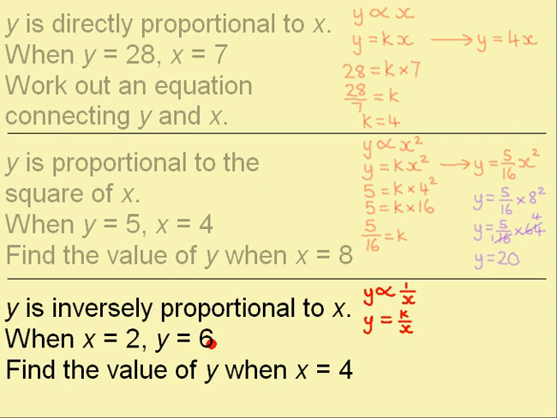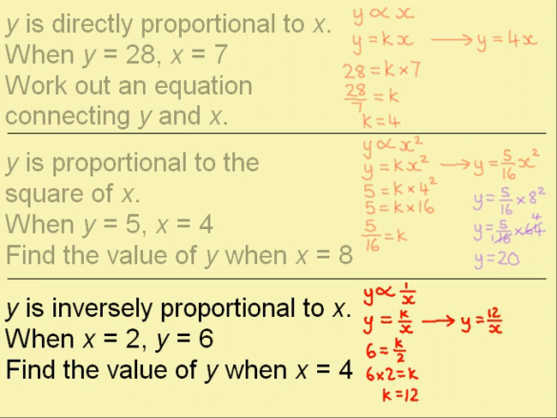Now we're going to start substituting. So I'm told that x is 2 and I'm told that y is 6. So I've got 6 equals k over 2. I can now multiply both sides by 2 to find k. So 6 times 2 equals k, and that tells me that k must be 12. Now using this line, I can write my equation. y equals k, which is 12, over x.